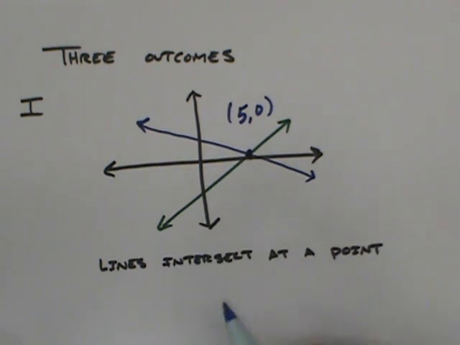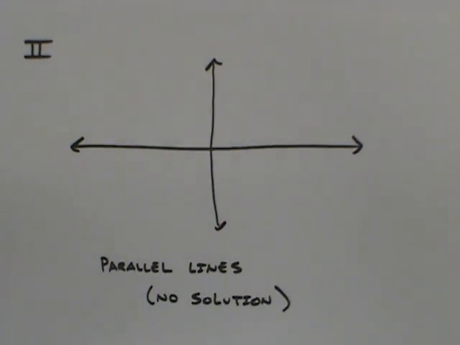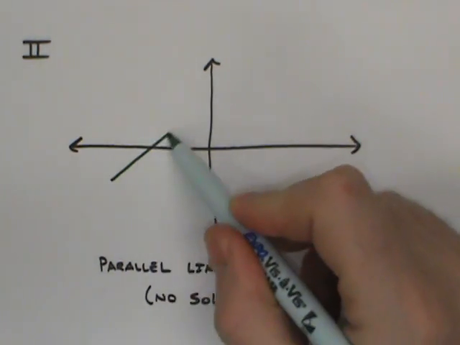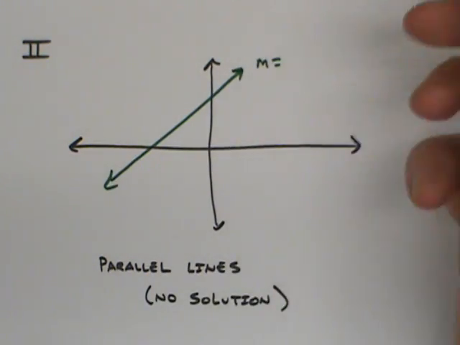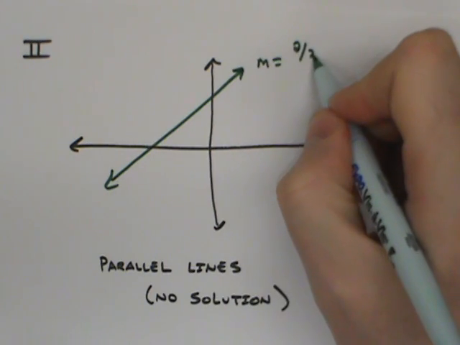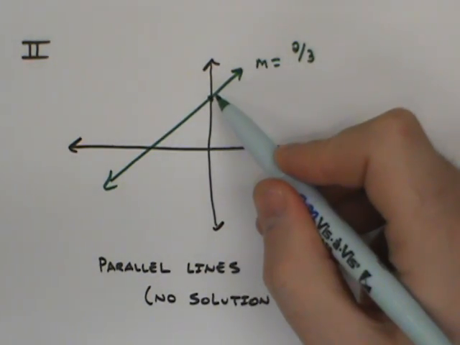You get one answer. The second thing that can happen when you graph two lines, you might end up with what we call the parallel lines. Parallel lines will have the same slope. So as you work out the problems, you might see that you have something like this where the slope is, let's say, 2/3. And it goes through the point, I'm just making this up here, 0, 5.